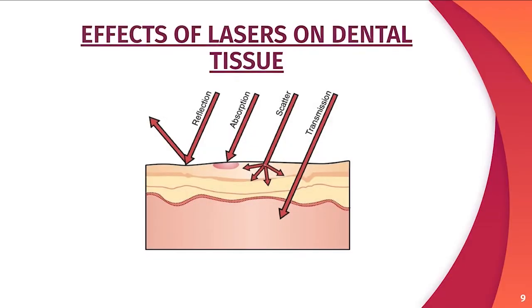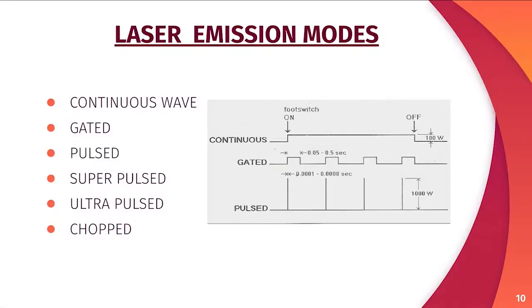First one, effect of lasers on dental hard tissue. The hard tissue or the dental tissue may reflect the laser, or it may get absorbed, or it may get scattered into the tissue, or it can get transmitted into the tissue. These are the different laser emission modes: continuous wave, gated mode, pulsed mode, super pulsed mode, ultra pulsed mode, chopped modes.